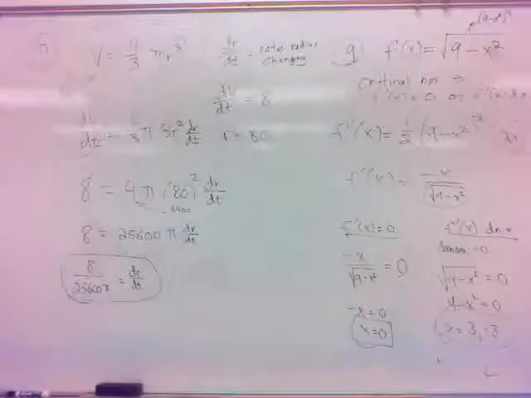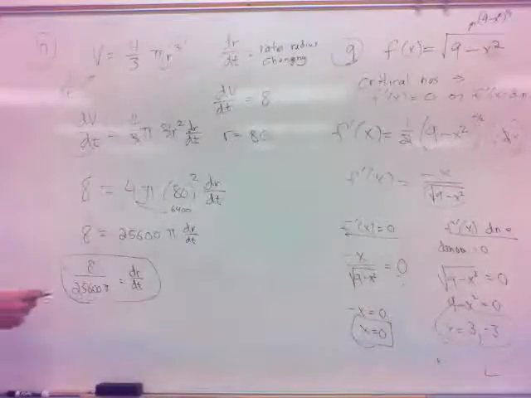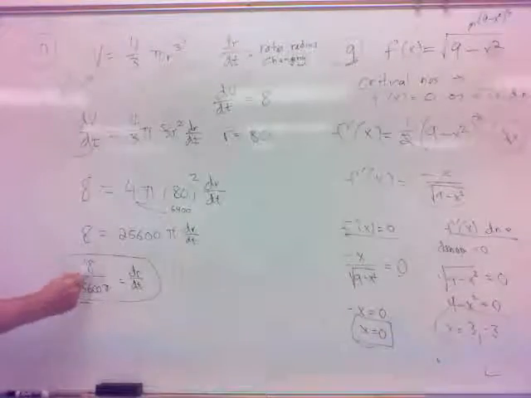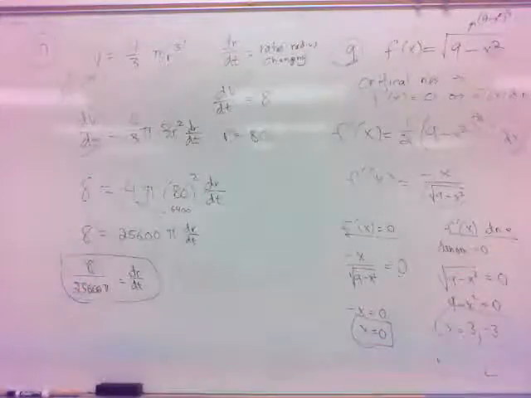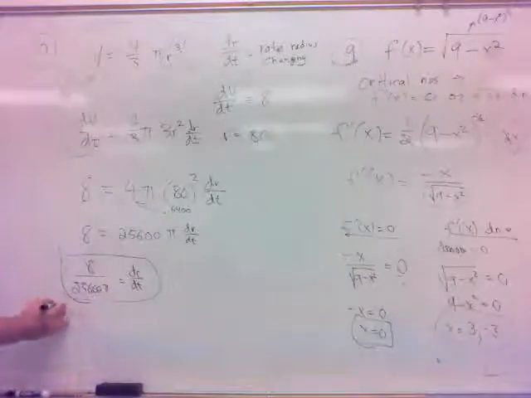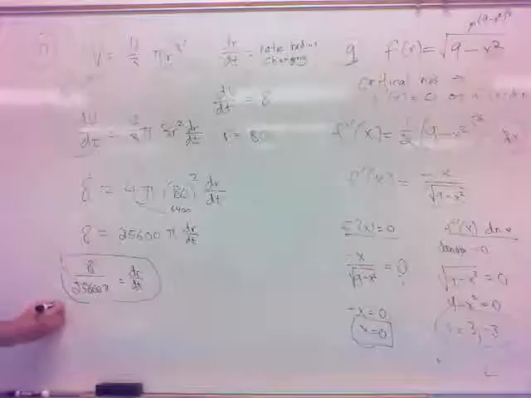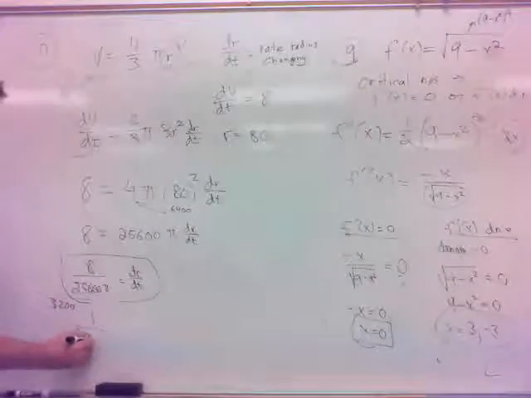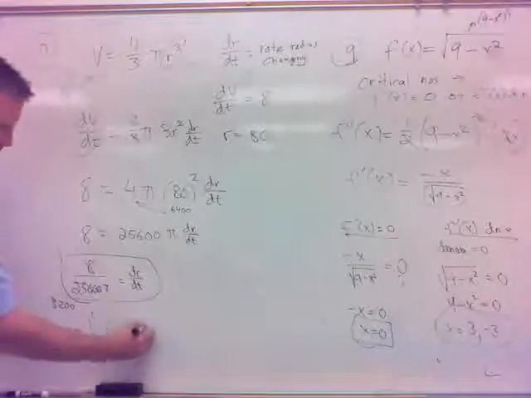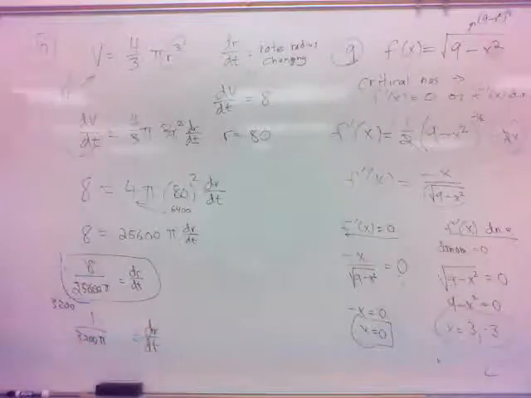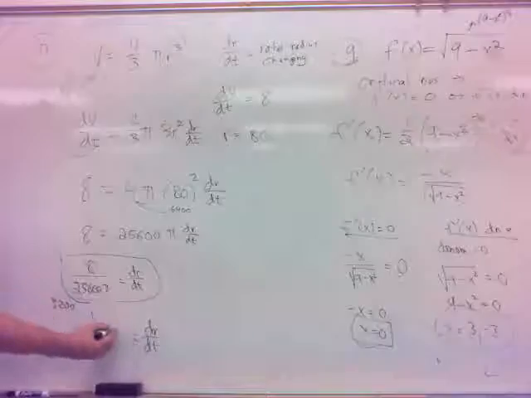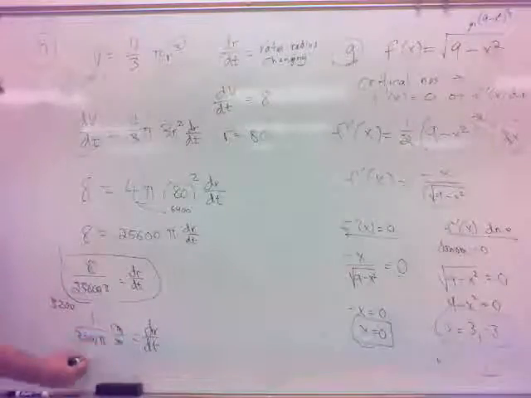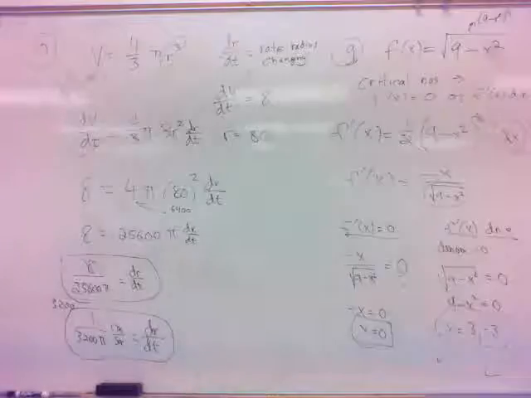Oh, and the units, huh? Oh yeah, we could reduce by 8, couldn't we? 3,200? 1 over 3,200 pi. All right. And units-wise, what are the units of that? The units of r divided by units of time. Okay? How's that look?